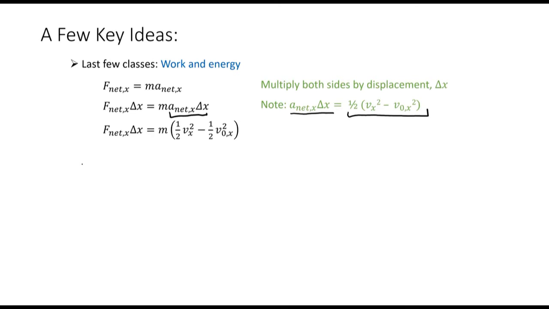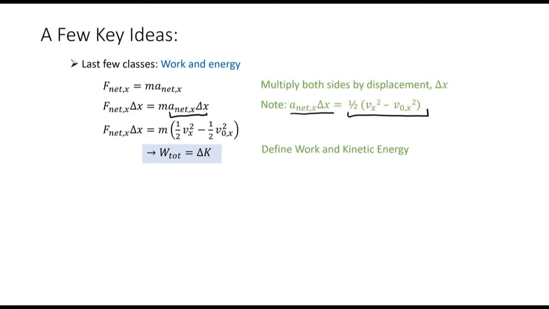And so really, remember that kinetic energy is 1/2 mv squared, and so the right-hand side is just the change in kinetic energy. The left-hand side, we have net force in the x direction multiplied by displacement in the x direction. Remember we talked about work being force times displacement, where really it's the component of the force that's in the same direction as the displacement. And so F net x times delta x is really just the work done, and the right-hand side is the change in kinetic energy. And so I get W total is equal to the change in kinetic energy. And this was the work-kinetic energy theorem.